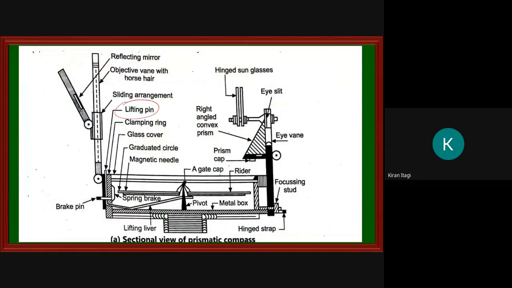So what we will do while we are closing, we will fold this lever, and this also we will fold. While folding, what happens, here you can see it presses this lifting pin down. And what happens, the pivot and the magnetic needle come down and it protects from the damages.